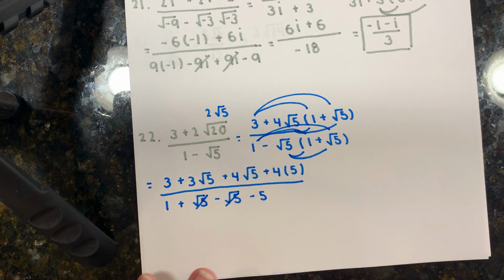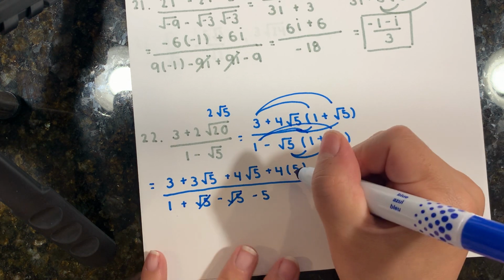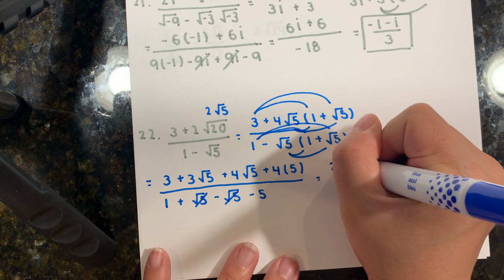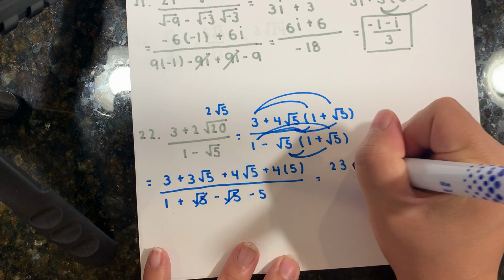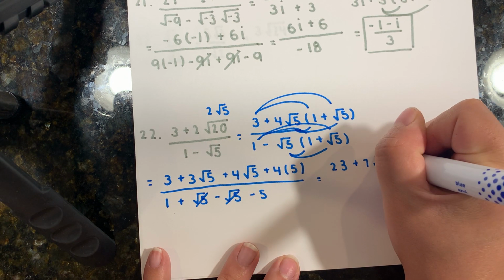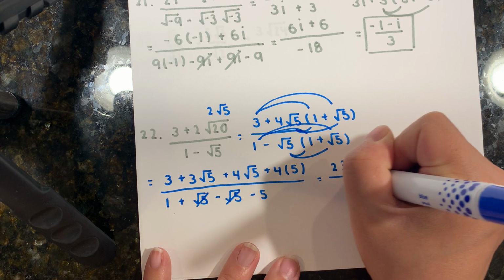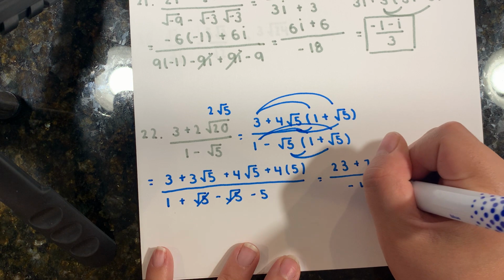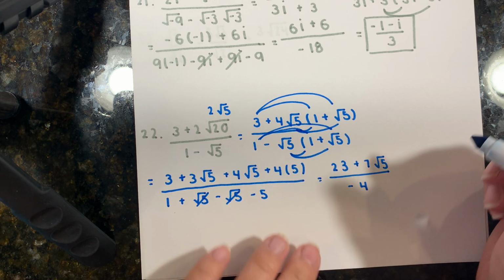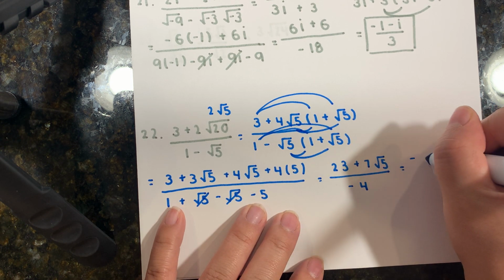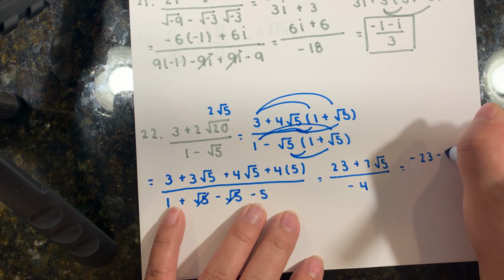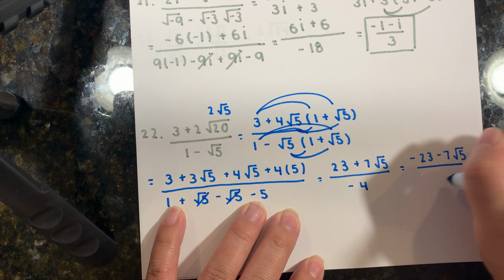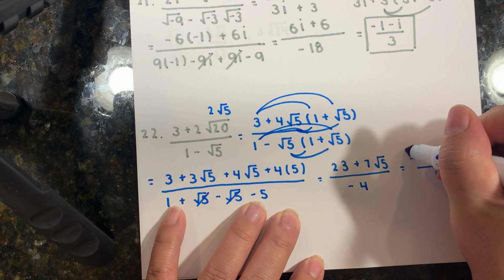So the root 5's are going to cancel. Then I have 5 times 4 is 20 plus 3 would be 23. 3 root 5 plus 4 root 5 would be 7 root 5. Over 1 minus 5 would be negative 4. And we do want to get that negative to the numerator, so that would be negative 23 minus 7 root 5 over 4.